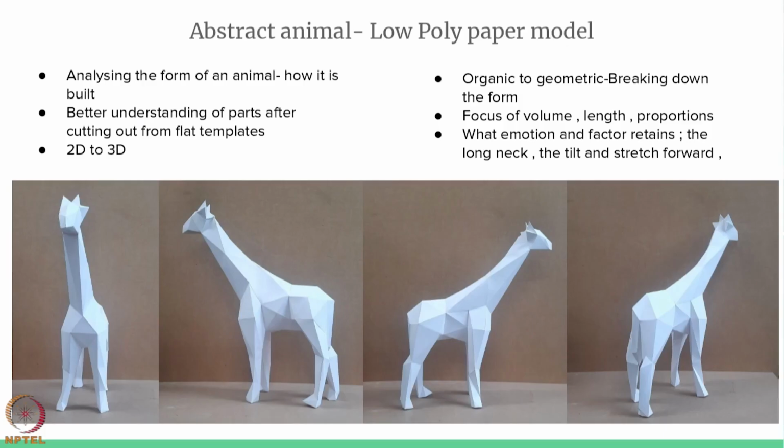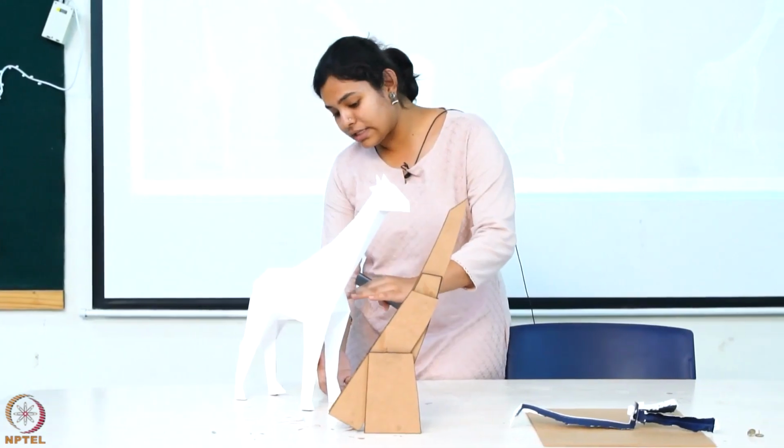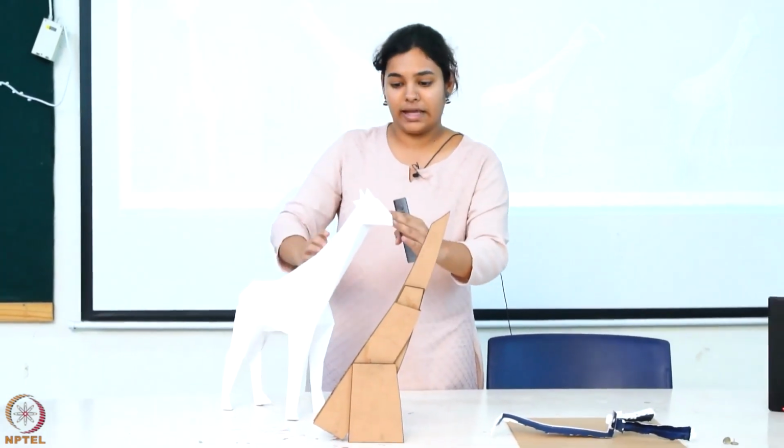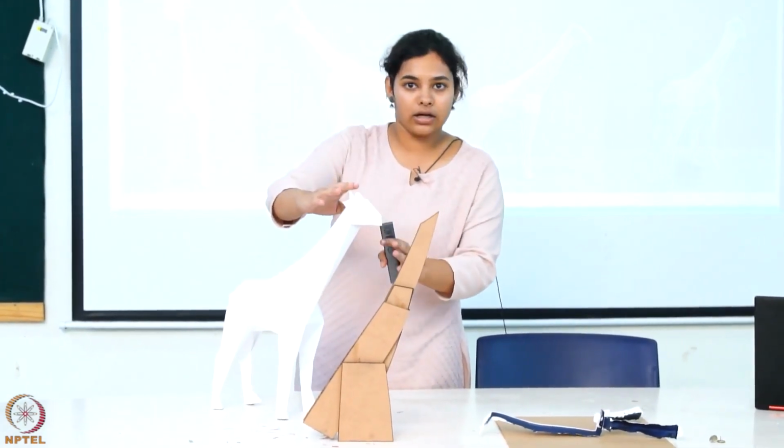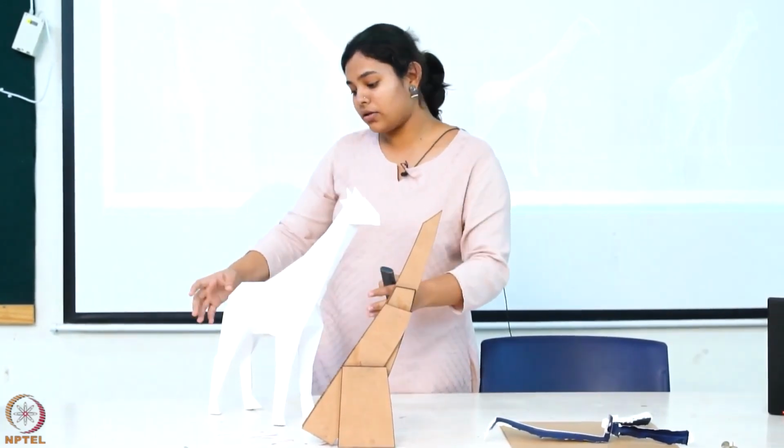I could understand the volume and proportion of the giraffe, like how the body and the legs are proportionate to the neck, the face, the ears and the eyes, the tail at the back, and the whole volume. So by doing this assignment, I understood the proportions of the animal, and how to simplify it more while still containing the emotion that the giraffe has to express.